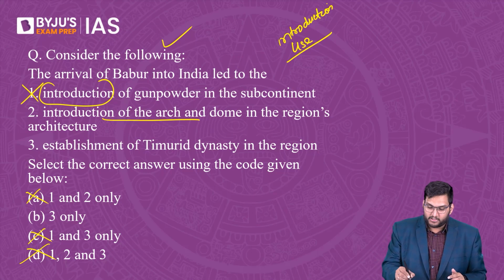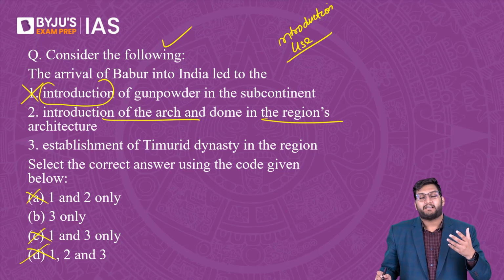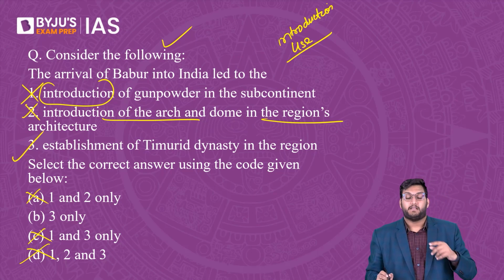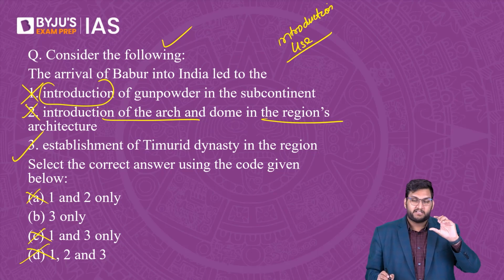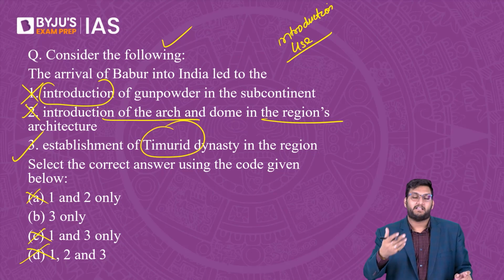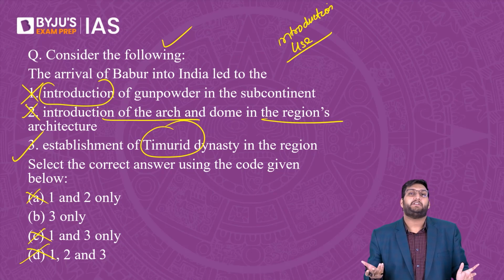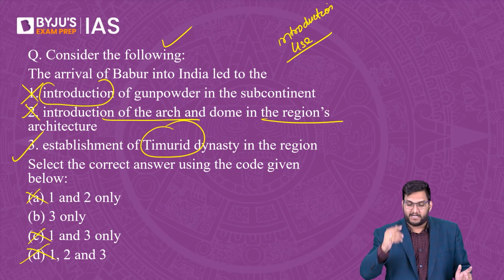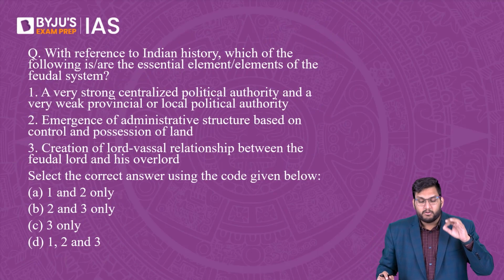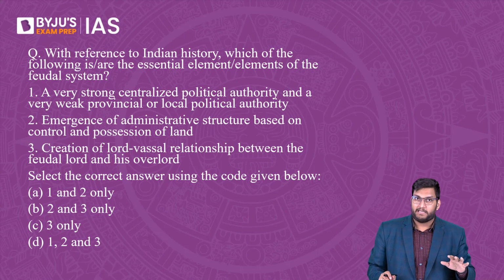Though it says introduction of arch and dome in the region's architecture, no. Arch and dome was introduced by the Delhi Sultanate rulers and not by the Mughals. So this is incorrect, and yes, established Timurid dynasty. Through the third statement, they were checking, do you know the understanding that though they are called Mughals, which is a distorted word for Mongols, they're still Timurids, and they used to always identify themselves as the sons of Timur or Timurids. So this question is not difficult. It's just based on basic facts given in standard books and just needs an understanding of vocabulary and a little bit use of logic.